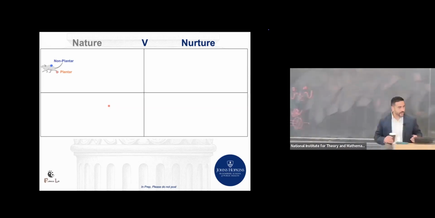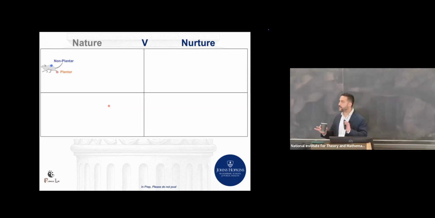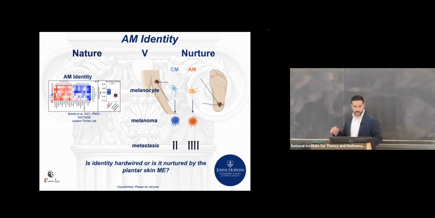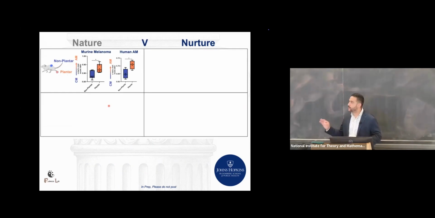Exactly. All right. So looking at the acral melanoma transcriptional state, if what the field believes is true, we should not see any shift in the acral identity. If the field is correct that it's hardwired, it shouldn't matter if we stick it in the foot, the flank, the ear. What we find is that in our murine melanoma models and our human melanoma models, when we implant them in the plantar skin, we see a significant enrichment of that human acral melanoma transcriptionally defined identity. So they appear more cutaneous-like in the non-plantar skin of the flank, and more acral-like in the plantar skin of the foot.